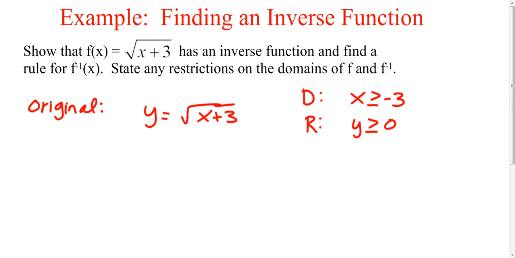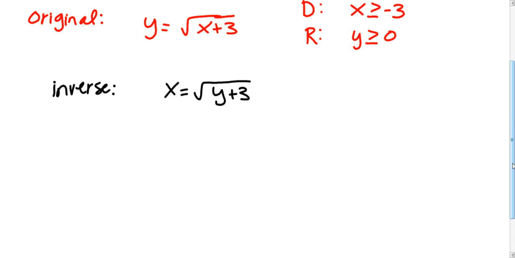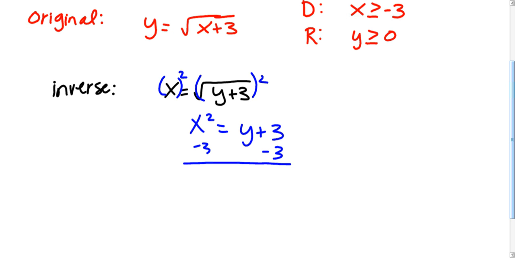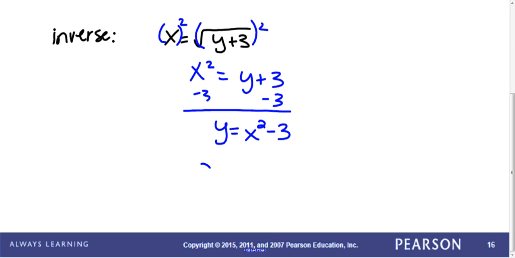Okay? Now we're going to work on finding the inverse. When we find the inverse, we want to switch the x and the y. So I have x equals the square root of y plus 3. And then I need to resolve for y. Okay? So in order to resolve for y, I need to square both sides. So I will have x squared equals y plus 3. I will subtract 3. And I have y equals x squared minus 3. Okay, instead of writing y, since I was working on finding the inverse, I'm going to label that as f negative 1 of x.